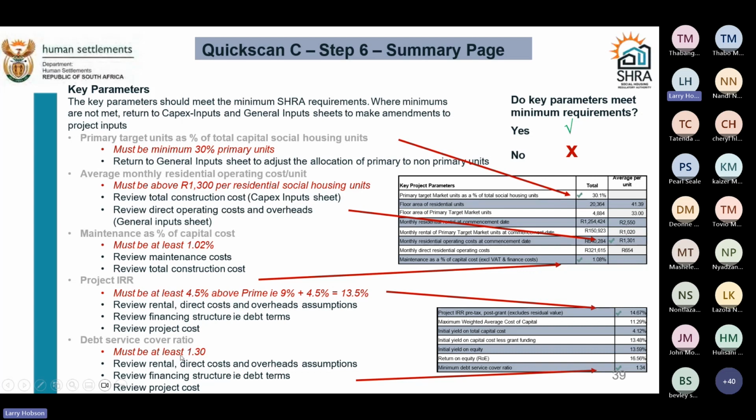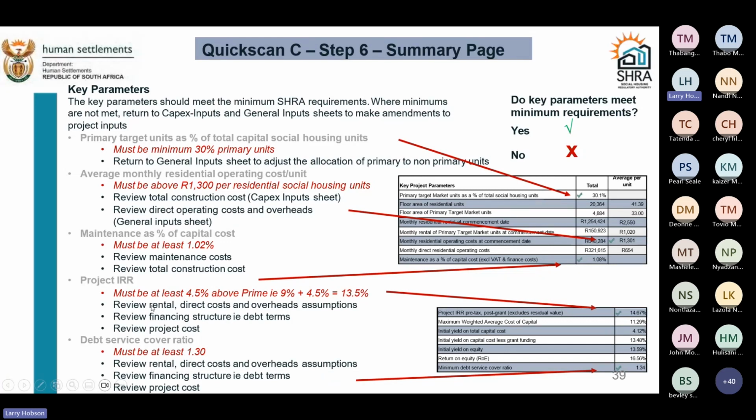Debt service cover ratio must be at least 1.3. In this case, we were getting 1.34. So there are notes here to say what you must do if you don't meet those things. Remember the diagram we had where all the different factors flow into the debt service cover and the IRR? What do you do if you're not meeting those?